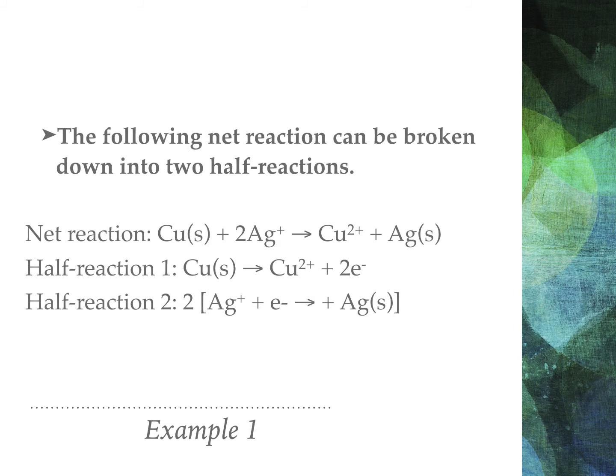Since silver has a charge of 1 and copper has a charge of 2, that means for every 2 electrons that the copper gives up, it takes 2 silver ions to use up the 2 electrons to form 2 atoms of solid silver.